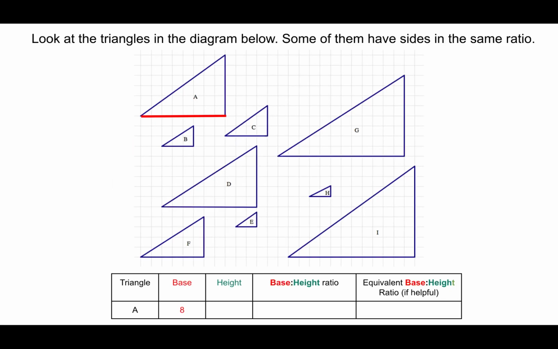For triangle A, the base is 8 units: 1, 2, 3, 4, 5, 6, 7, 8. And the height is 6 units: 1, 2, 3, 4, 5, 6. So we'd say the ratio of the base to the height is 8 to 6. We can simplify that by dividing both the base and the height by 2. So in its simplest form, we would say the ratio is 4 to 3.